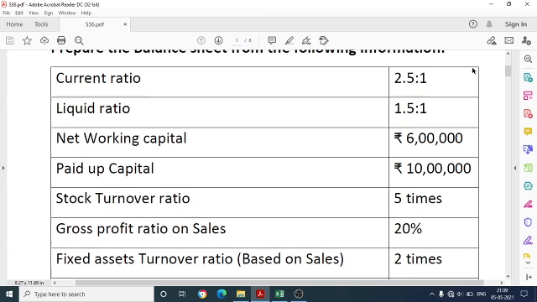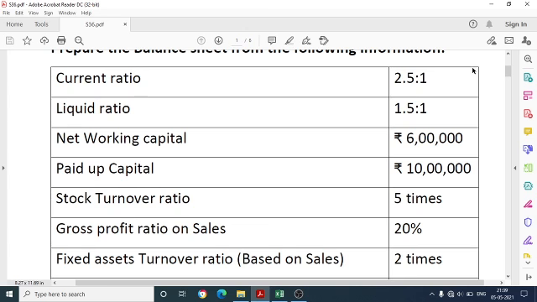So ratio means 3 values will come in a triangular shape. In that, at least a minimum of 2 values you should have to get the third value, the third component. Now when you look at the problem, there is no information about current assets or current liability.